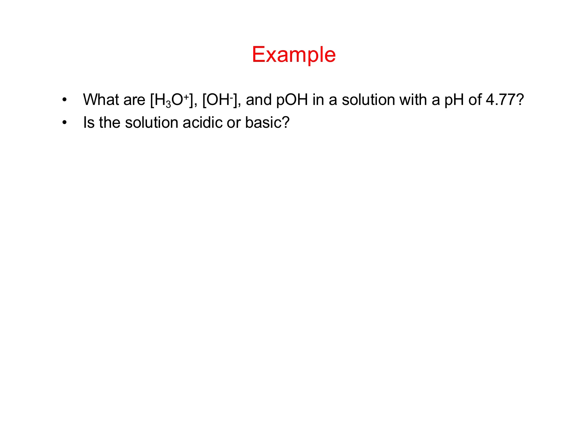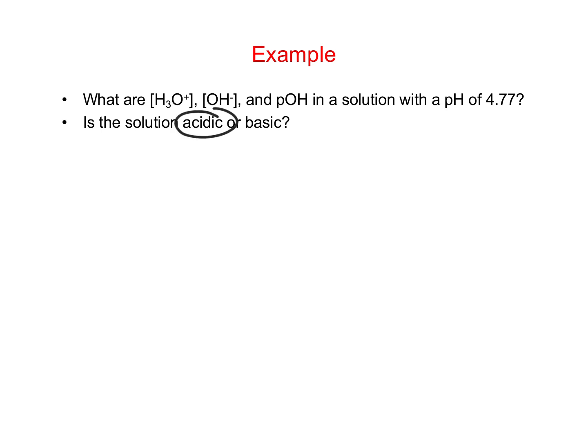All right, so in this example, we're told that the pH is 4.77, and then based on that, we want to determine the hydronium ion, the hydroxide ion, and the pOH of this solution. And then we also want to know whether it's acidic or basic. So we can attack this one first. Since the pH is less than 7, we know that this solution is acidic.